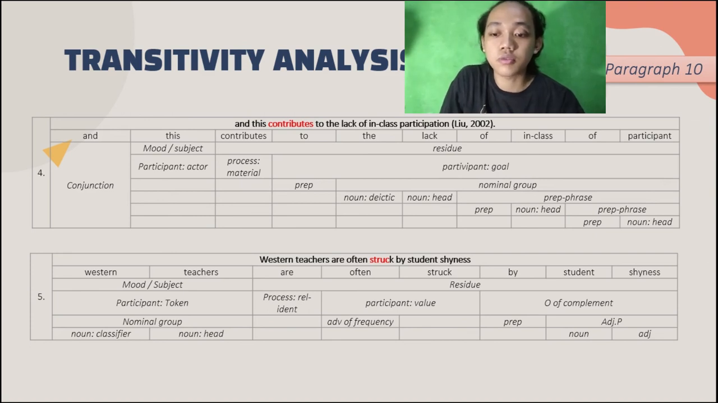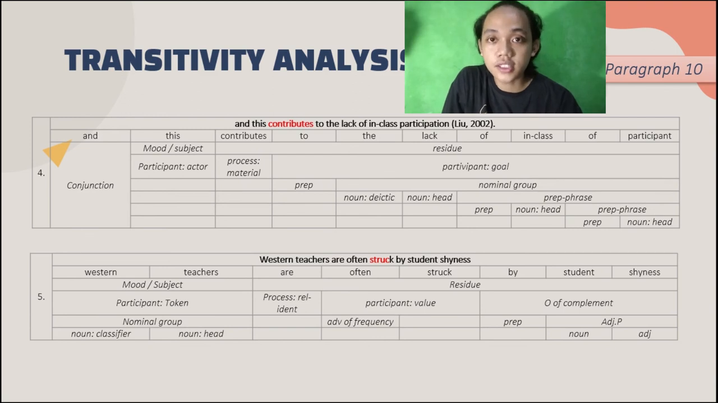And of is a preposition, and participation is head. And the second sentence: Western teachers are often struck by students' shyness. Western teachers is mood subject, and Western teachers is also participant, token. It is also a nominal group, and Western is classifier, and teachers is head.